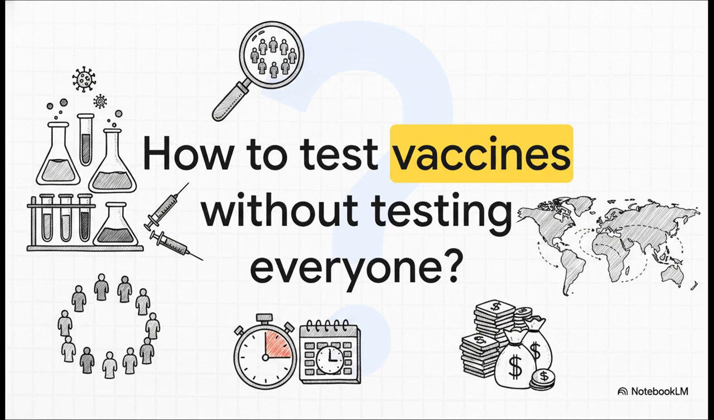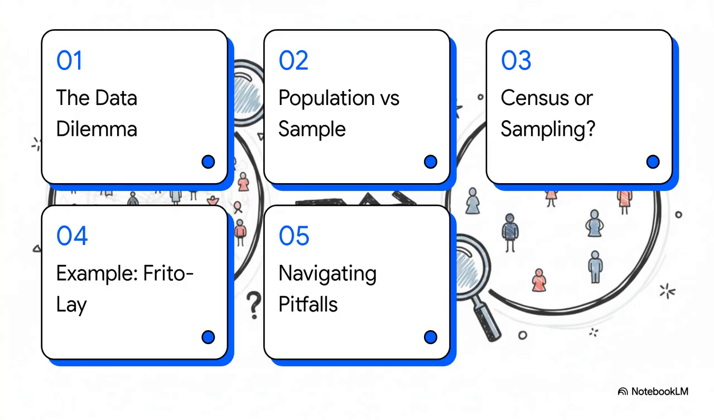So how do we solve this massive core problem in research without just guessing? Okay, let's dive into this. Here's our roadmap for today. We'll start with the data collection dilemma, then contrast population versus sample. After that, we'll weigh census against sampling, check out a super cool real-world example with Frito-Lay, and finally, learn how to navigate those tricky sampling pitfalls.